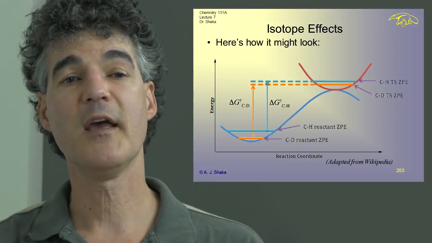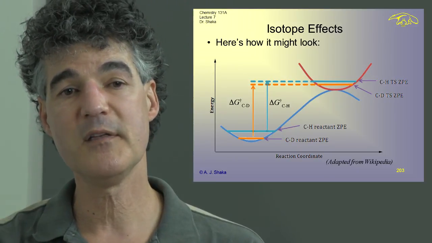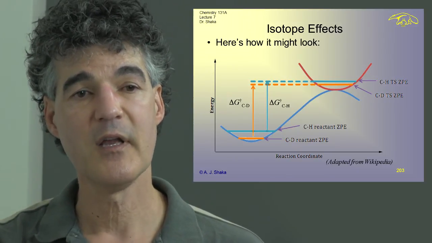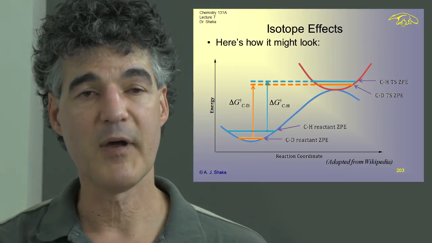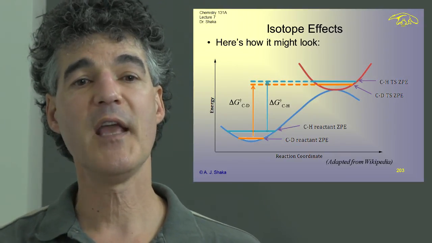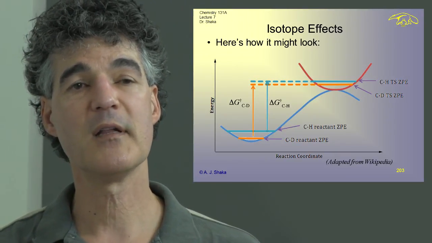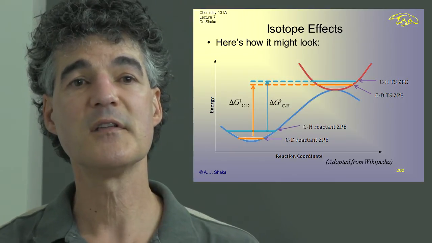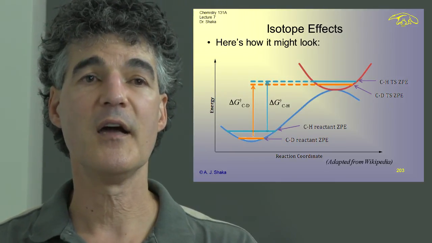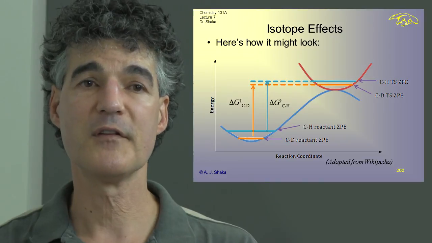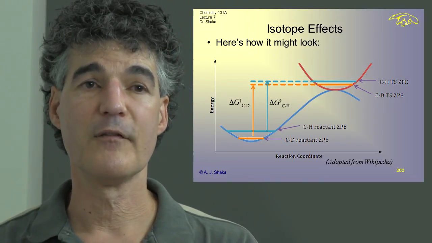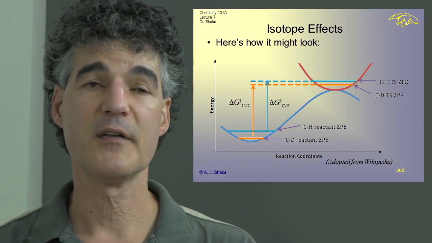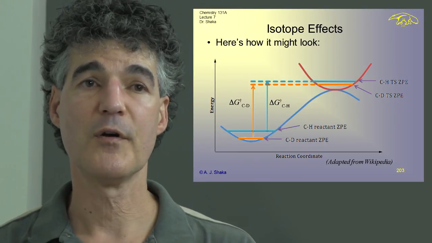That means that if we have molecules that could be CD or CH, and we react them somehow, we expect the CH ones to react more quickly than the CD ones. And this is called the kinetic isotope effect. And I've adapted this little figure here from Wikipedia to just show how this works.